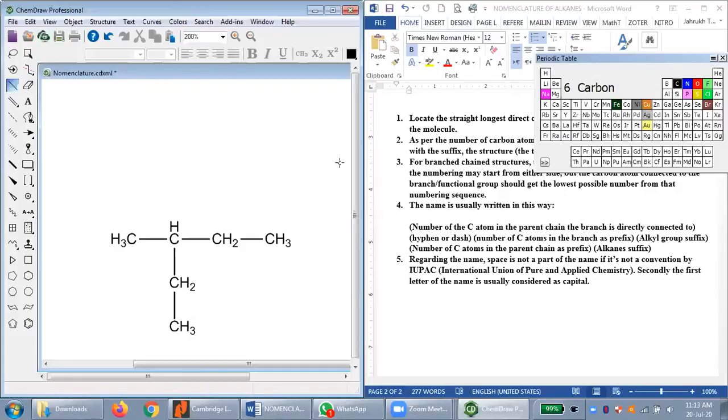Now, who can tell me, according to rule number 1, how many carbon atoms are there in the straight, longest, direct carbon chain? Anyone? 4. Wrong. Anyone again? 5. Who's saying 5? Sir, me. Sorry, I can't recognize the voice over here. Help me out with your name. Sir, Rafe. Rafe, how can you count them to be 5? Try to explain that in words for the rest of the class.